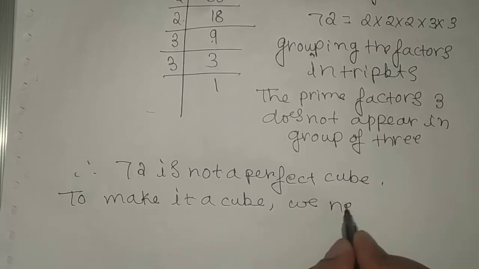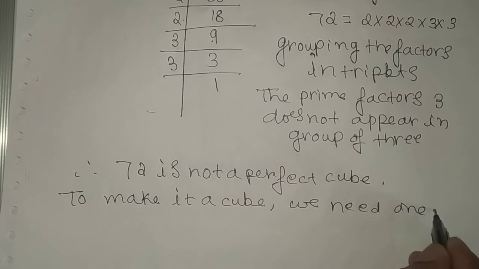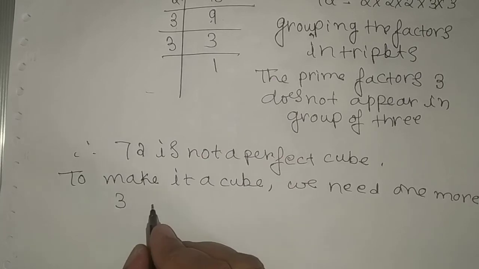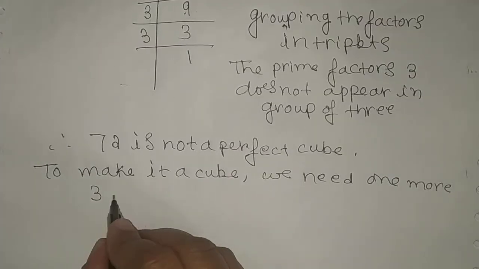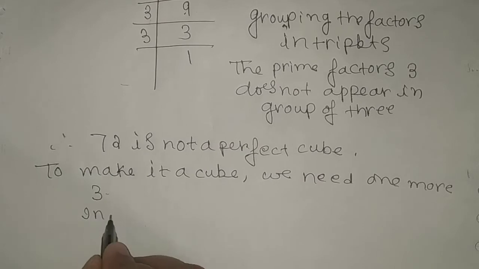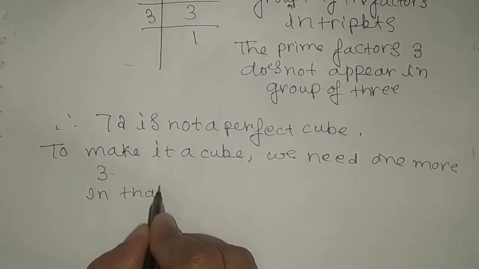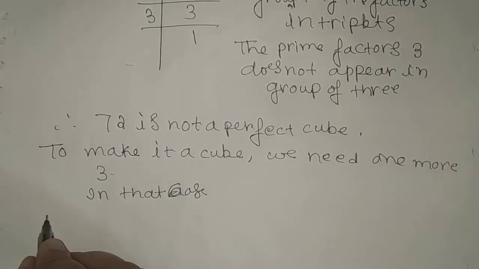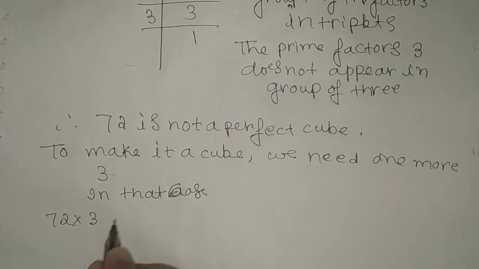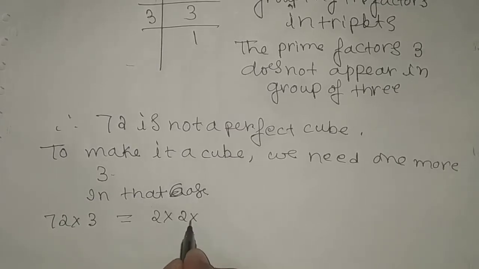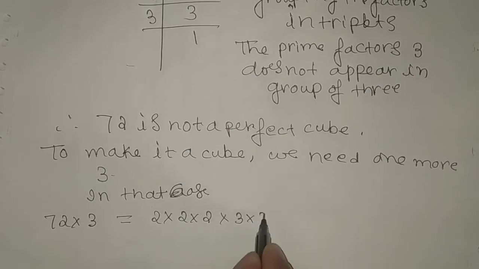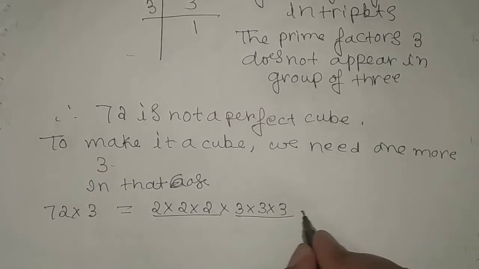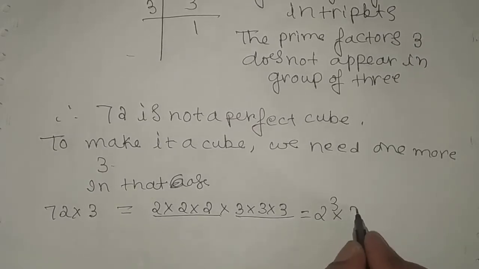we need one more 3. So one more 3. So in that case what we have to do is take 72 into 3, which is equal to, again write down the triplets of 2 and just add 3 to this one. So we got two sets of triplets, that is 2 cube into 3 cube.